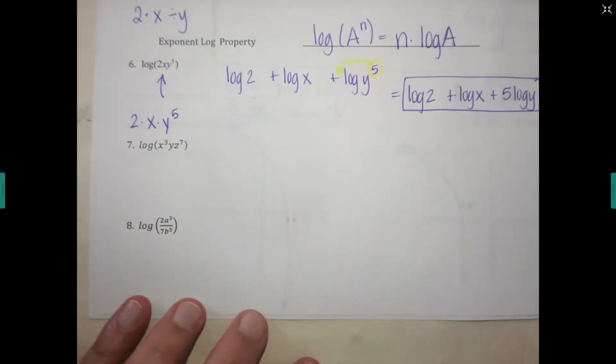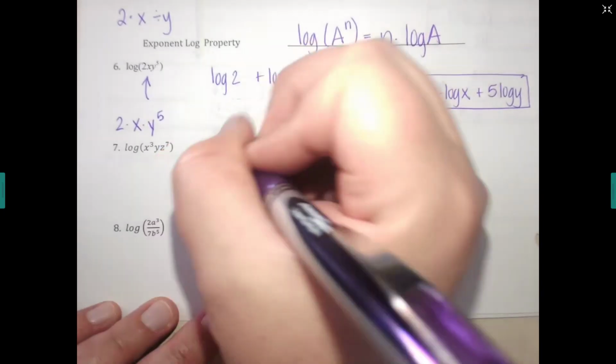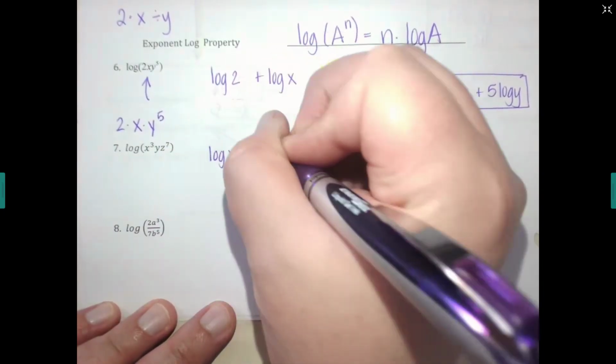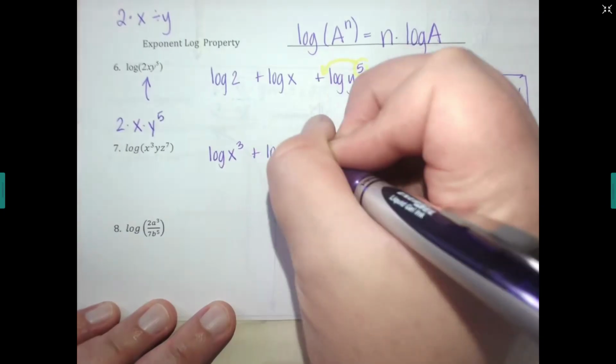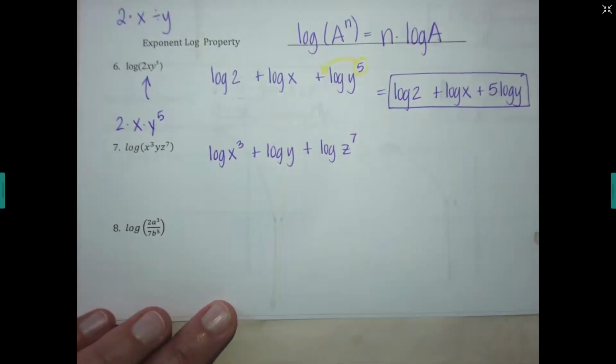All right, 2 more left like that. Number 7, x^3, y, and z^7, how are they combined right now? Multiplication. Multiplication splits by addition or subtraction. Which one? So I'm going to do log x^3 plus log y plus log z^7.